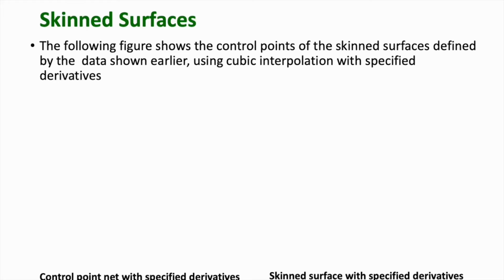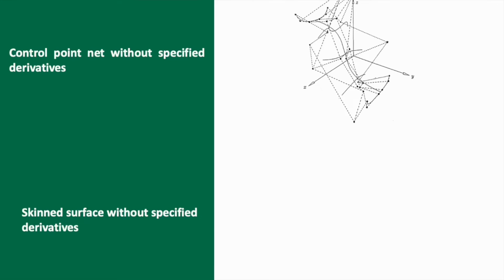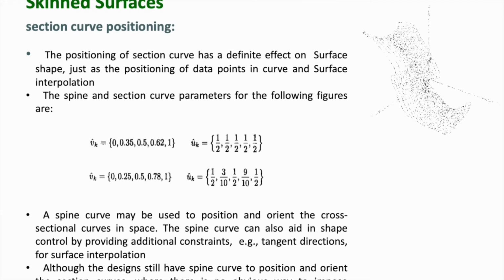So I'm Nikhila. I'll be continuing from here. Coming to the skin surfaces, the following figures show the control points of the skin surface defined by the data shown earlier using cubic interpolation with specified derivatives. The image on the left shows the control point net with specified derivatives, and the image on the right shows the skin surface with specified derivatives. Now coming to the next slide, the image on the top shows the control point net without specified derivatives, and the image on the bottom shows the skin surface without specified derivatives.